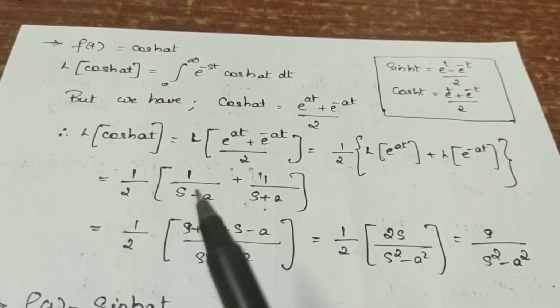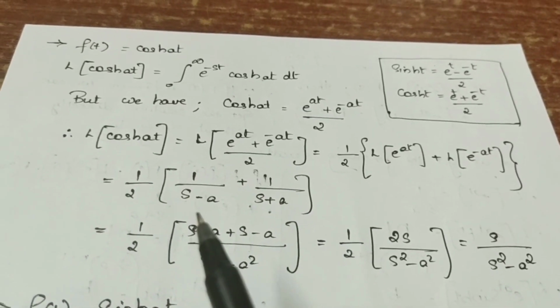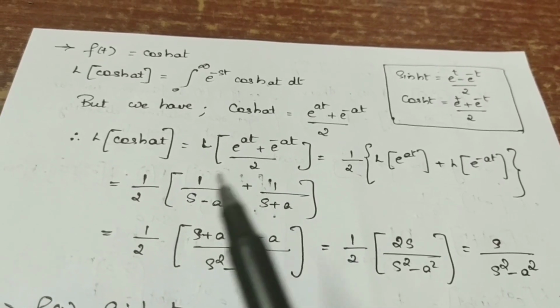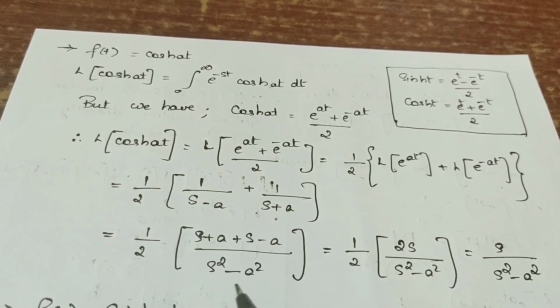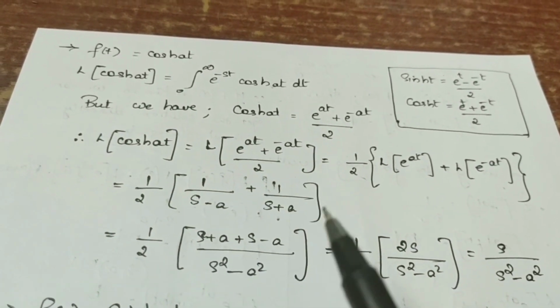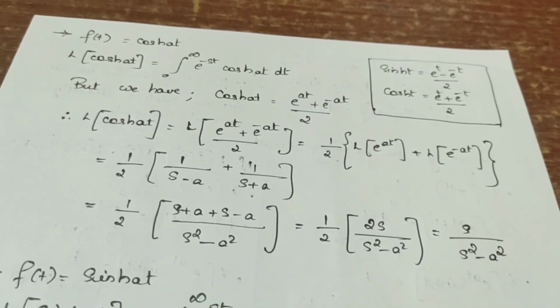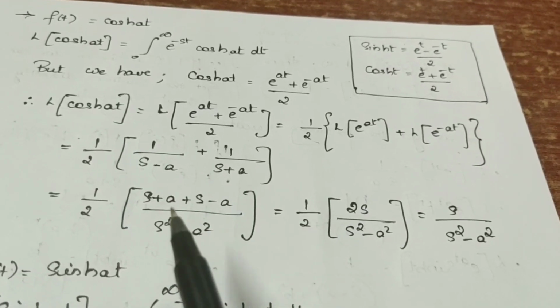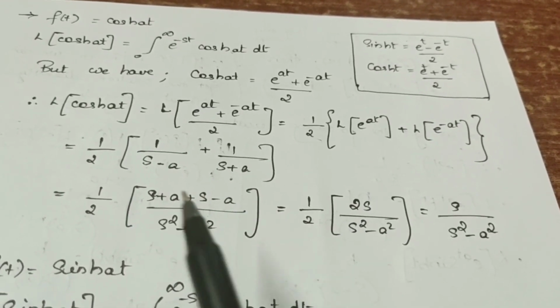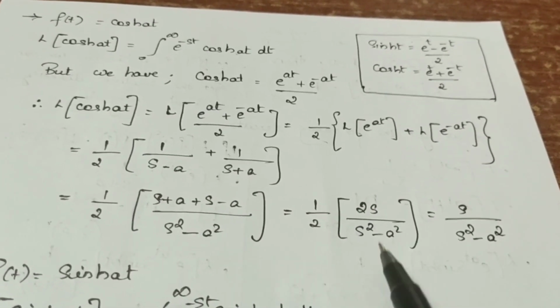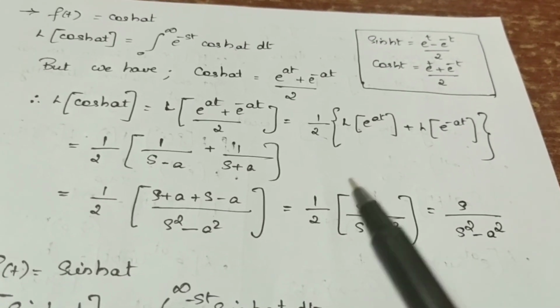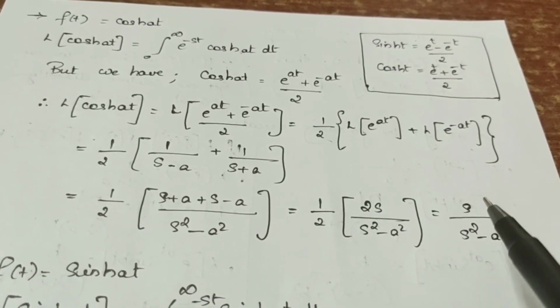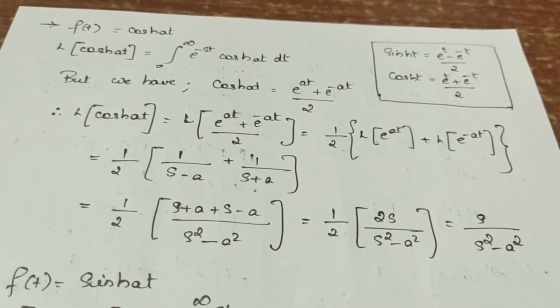So half into s plus a plus s minus a by s minus a into s plus a, which is s square minus a square. That is the a plus b into a minus b equal to a square minus b square format, which is equal to half into, a plus a minus a get cancelled and s plus s is 2s by s square minus a square, which is equal to, we can cancel these two, s by s square minus a square.